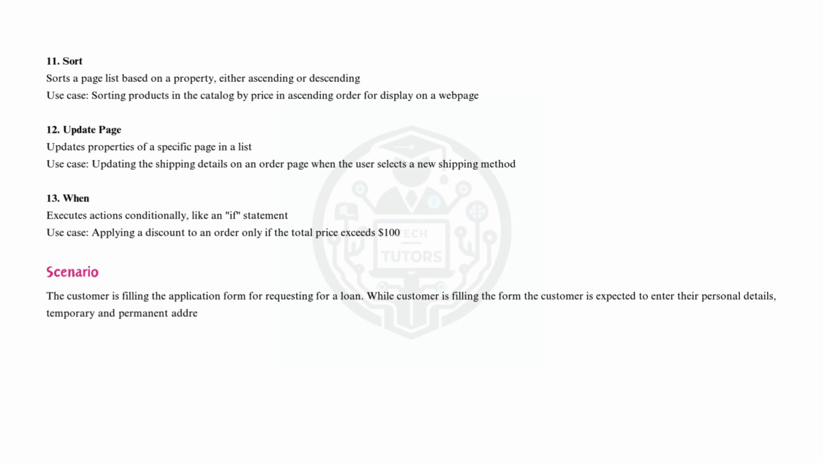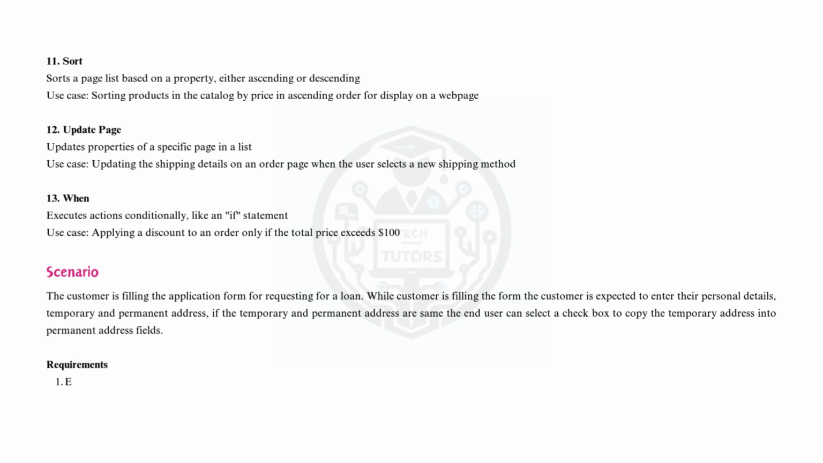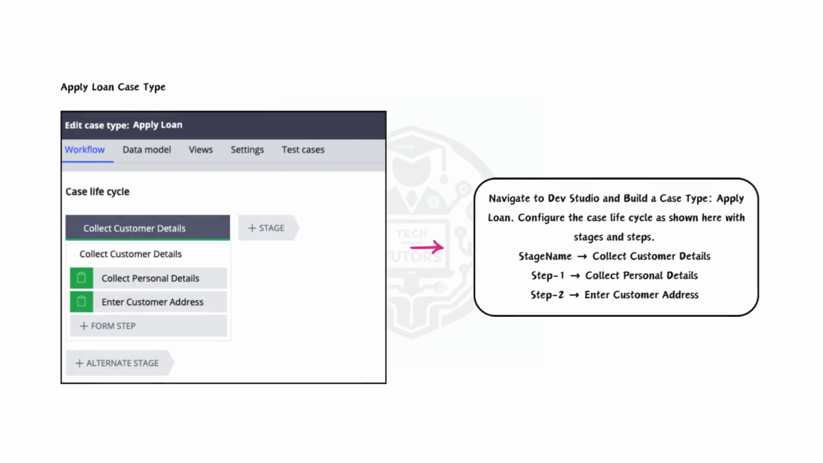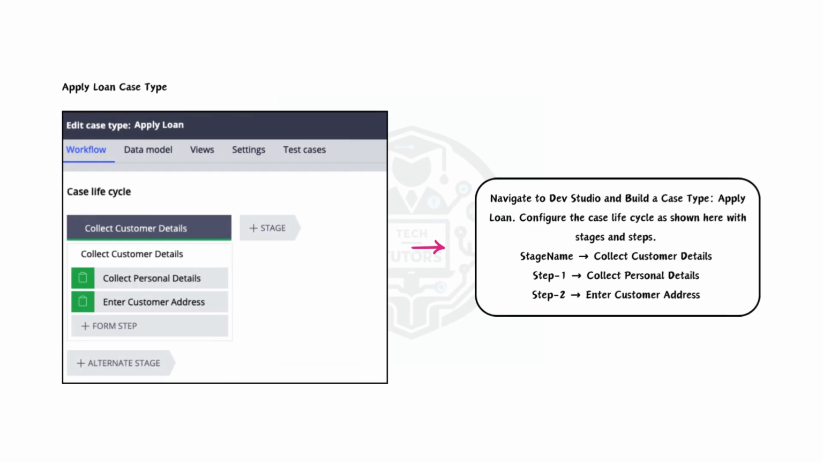Now let's look at a practical scenario that uses these concepts. Imagine a customer is filling out an application form for requesting a loan. While entering their details, the form asks for both a temporary address and a permanent address. If the two addresses are the same, the customer can select a checkbox to copy the temporary address into the permanent address fields automatically. To configure this in Pega, we begin by creating a case type called Apply Loan.